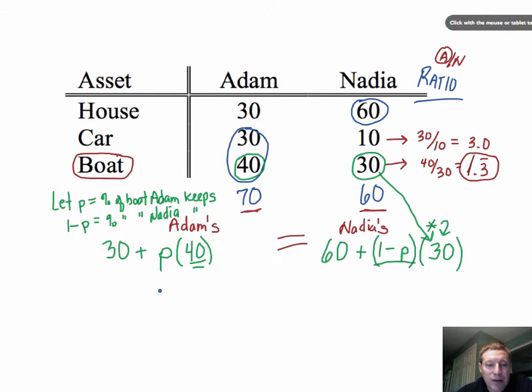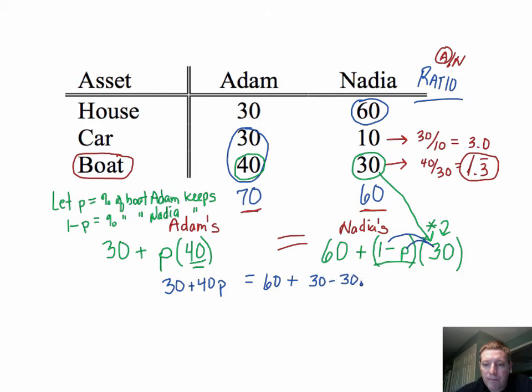Now the rest of this is just algebra, so I hope you remembered your algebra from previous years. If we do this algebraically, this is going to be 30 plus 40p on one side, equal to 60 plus, now we have to remember how to distribute, 30 times 1 and 30 times p. So that's going to be 30 minus 30p. Now we're going to do a little algebra. We're going to add 30p to both sides.